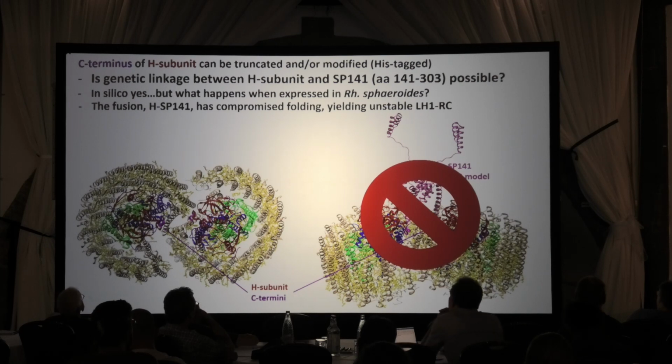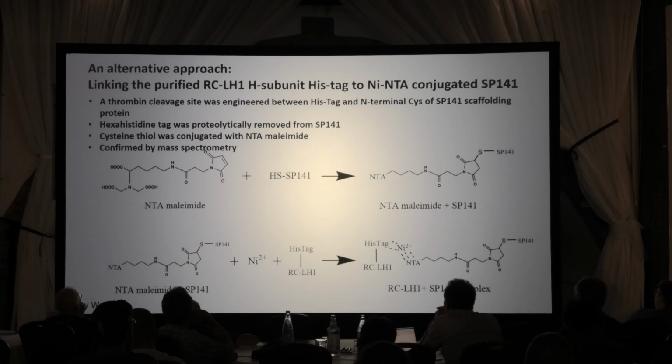So what we did instead is a sort of bioconjugation approach. We engineered the truncated scaffold, which is already sitting at this N-terminus, right after the His-tag. So we thought, well, maybe we can use the system to link it up with NTA and load it with nickel, and then hook it up to the already existing reaction center His-tag, and then get the bioconjugate in vitro.